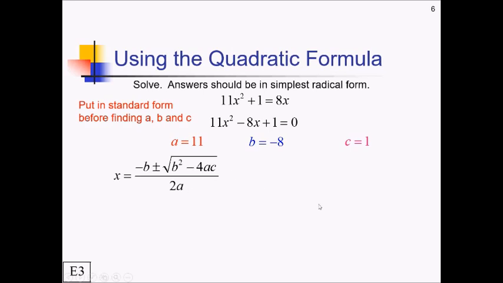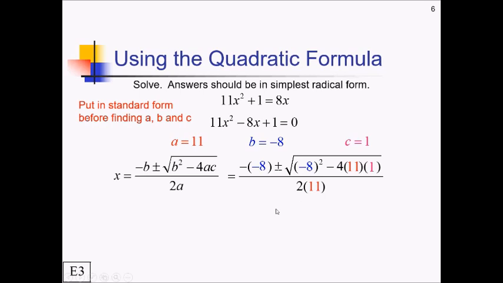And now plugging everything into this formula, we've got our negative b value here, negative 8. And then we have a negative 8 being squared in there because b gets used again. Minus 4 times our a value we said was 11. And then we have a c value of 1. All over 2 times the a value, which gets used again. We have 11 down there. And at this point, we're just going to simplify this as far as we can.